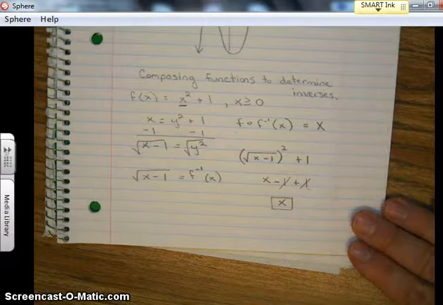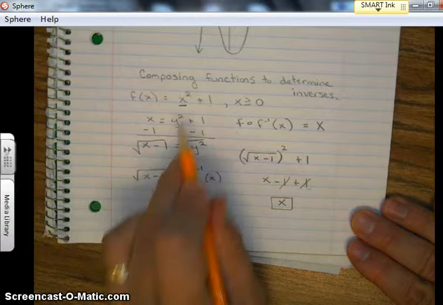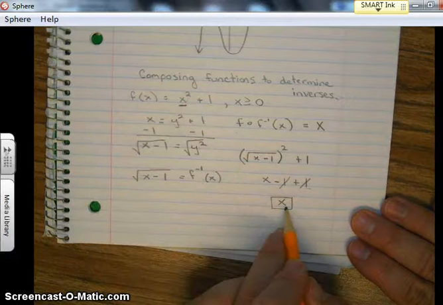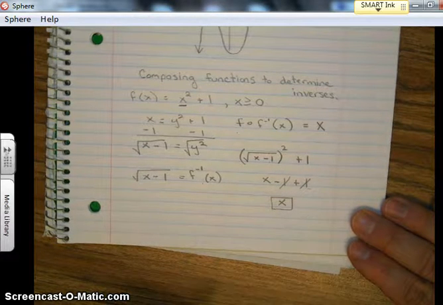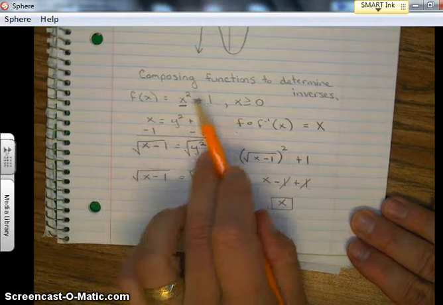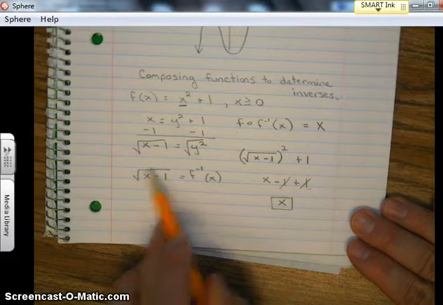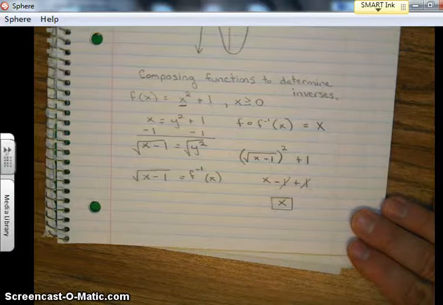And that's how you can prove that two functions are inverses. You can plug one function into the other function and then simplify it, and if the result is x, then they're inverses of each other. And vice versa. If you plug the original function in for x here, and your result is x, they're inverses of each other.